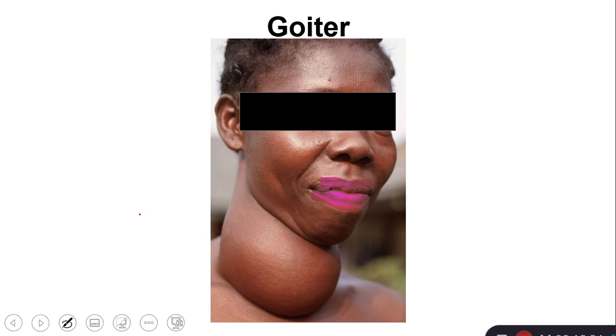Here is a condition of goiter, which is very large thyroid gland. And the reason here is low level of iodine. That's why nowadays the salt is iodized. All of the salt that we buy is fortified with iodine.